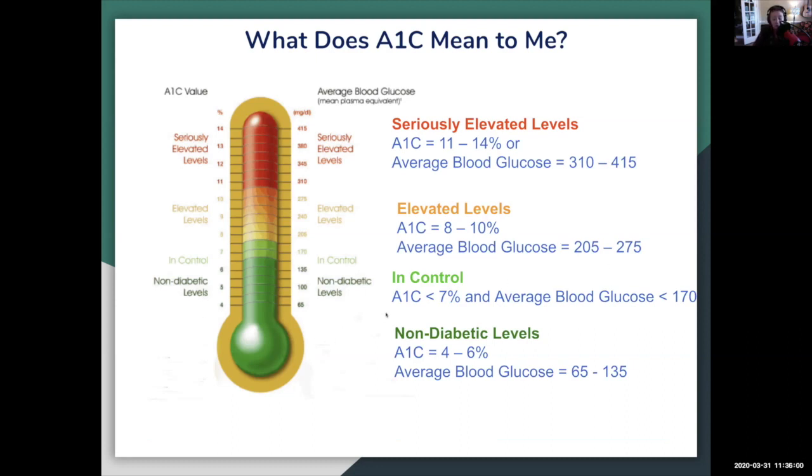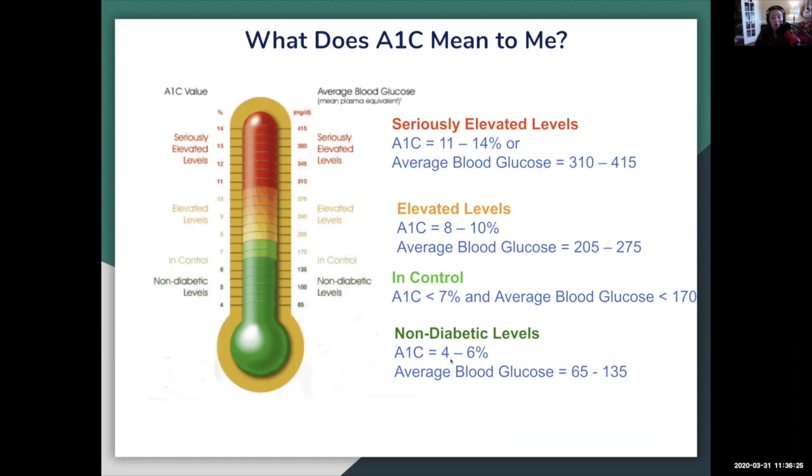A lot of societies are saying your A1C, or beg pardon, your diabetes is under control when that A1C is 7 or less. Okay. And that means that your average blood sugar is less than 170. All right. Less than 170. That's gold. And then in the deep green section here, we have the non-diabetes levels for your reference.